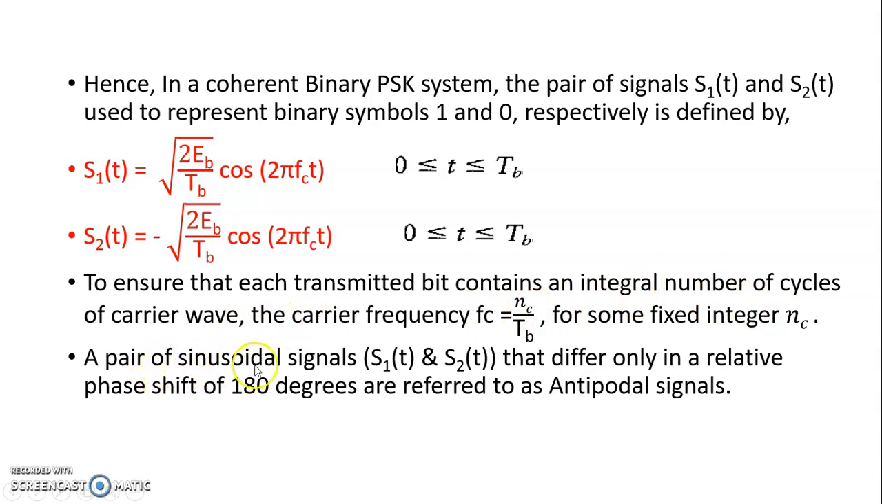A pair of sinusoidal signals S1 of t and S2 of t that differ only in a relative phase shift of 180 degrees are referred to as antipodal signals. So here S1 of t and S2 of t differ by 180 degrees. So these S1 of t and S2 of t are known as antipodal signals.